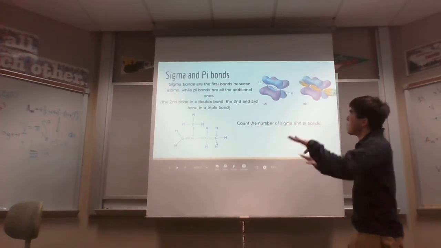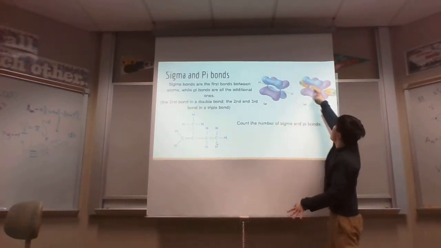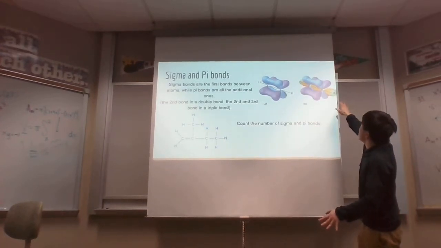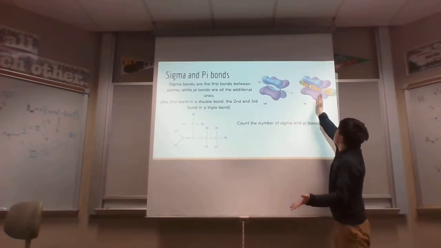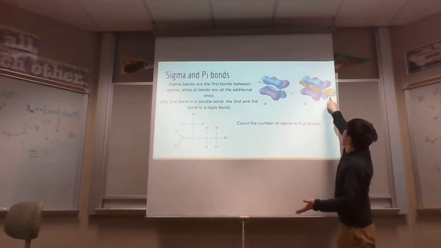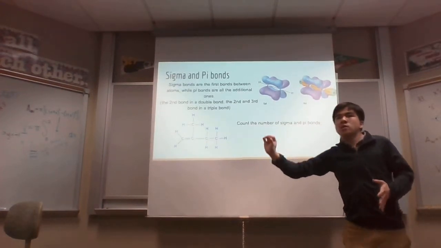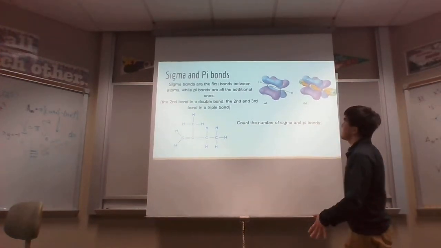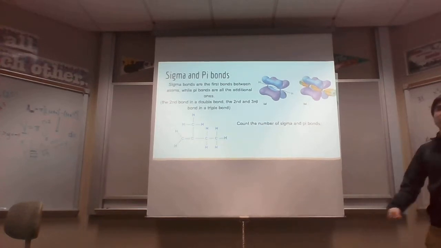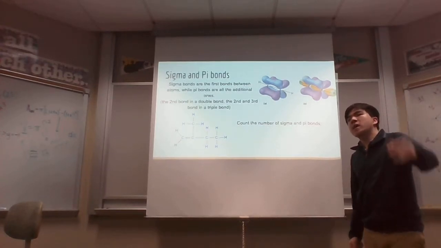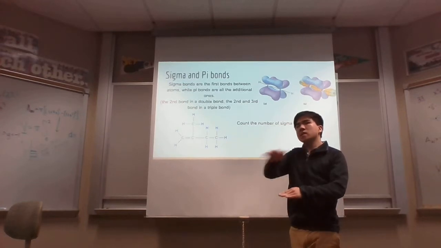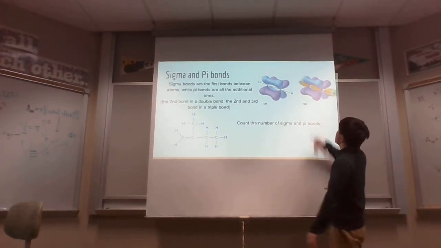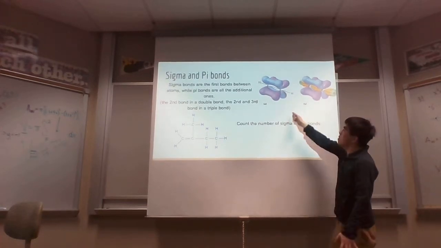So sigma bonds are the first bonds between atoms. They're along the axis of bonding. So if you look at this molecule, I'm not sure if in reality it's actually linear, but it probably is because it's a diagram. So if you look, this orange bond is where the electrons in the sigma bond are. So that's the first bond. They're along the axis. Pi bonds are all the additional bonds. So if you have a double bond, the first one is sigma, the second one is pi. If you have a triple bond, the first one is sigma, the second and third are pi. And pi bonds are perpendicular to the axis of bonding. So you see the purple and blue ones, those are the pi bonds.